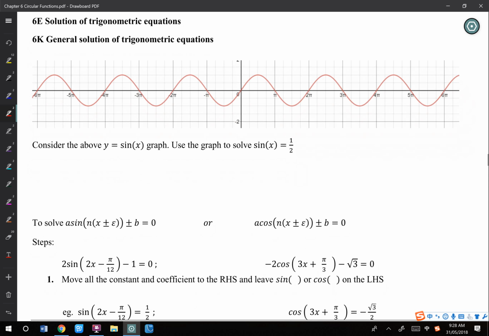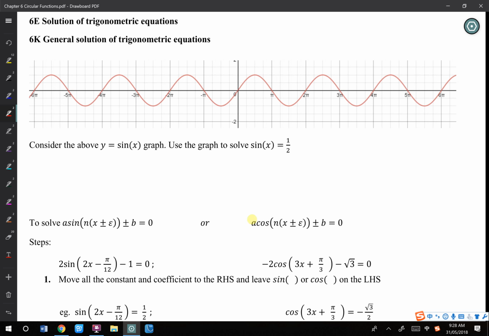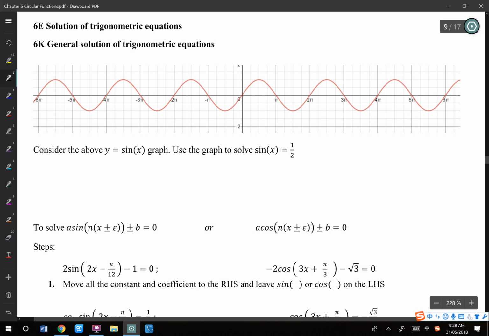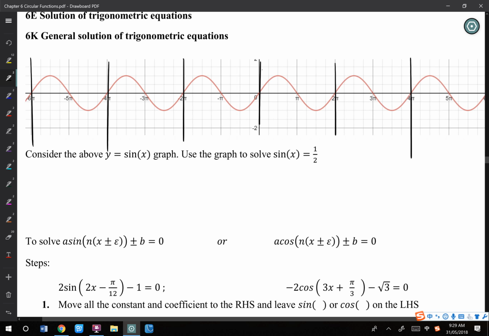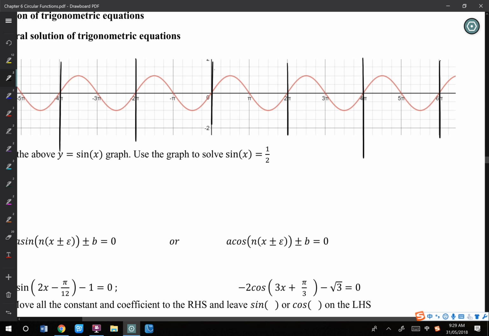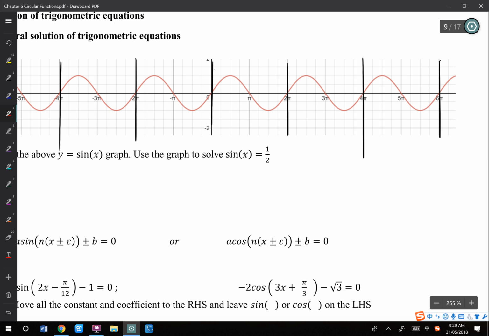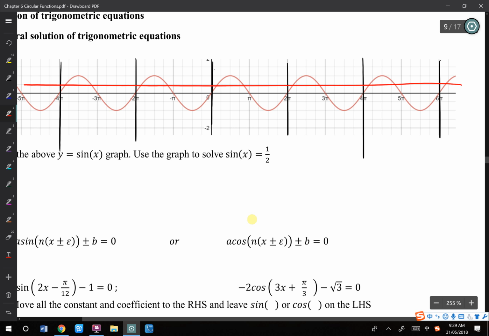That's good. So this is a normal sine graph, y equals sine x. And if I want to find sine x equals a half, first of all, I will cut this into separate periods. So that's one period, and they are all one period. So I also solve for sine x equals a half. So I know where is a half. I will draw a line y equals a half, which is here.